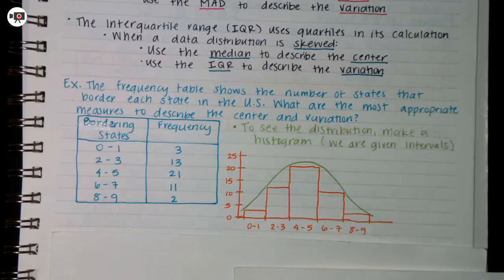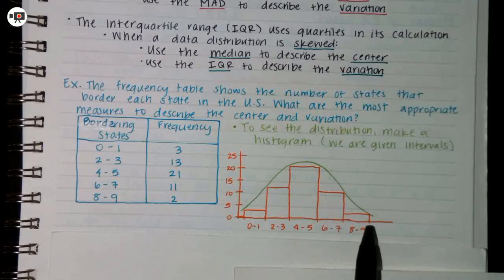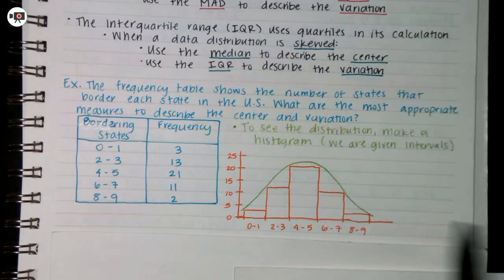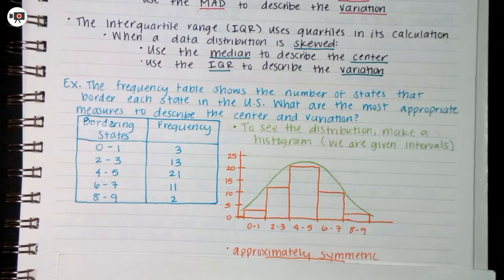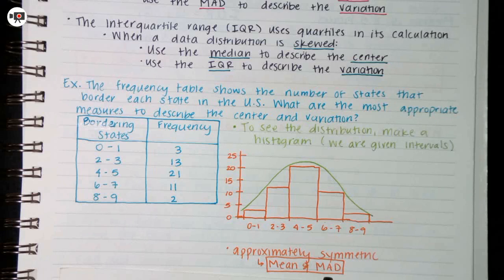So if I make this, I can see that it looks pretty symmetrical, that the highest is in the middle and the left and the right look like they decrease in similar ways. One side is not super steep, one side does not extend a lot farther out. So I would say that this is symmetric, and so we look back up at symmetric, and the mean represents the center, the MAD represents the variation.